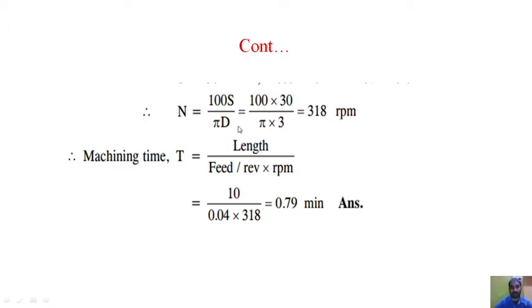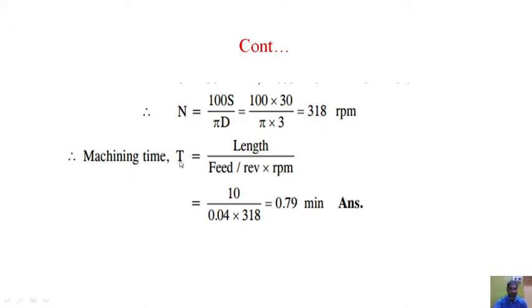D is the diameter of the workpiece, that is 3 centimeter. S is 30, so 100 S by pi d gives RPM as 318. It has to be rounded up. If it comes as 317.66, it is rounded up to the next value, 318 RPM.